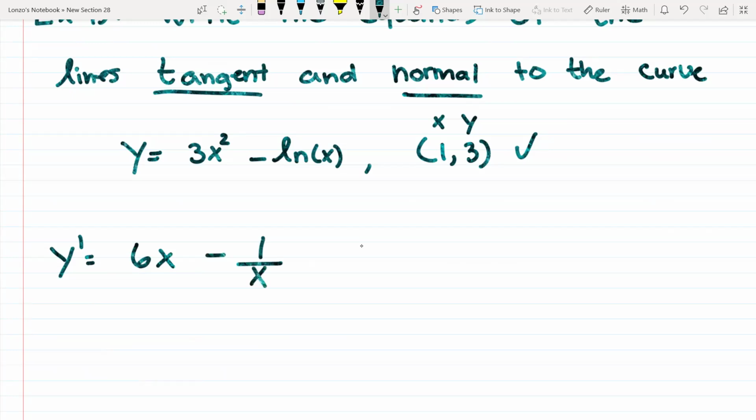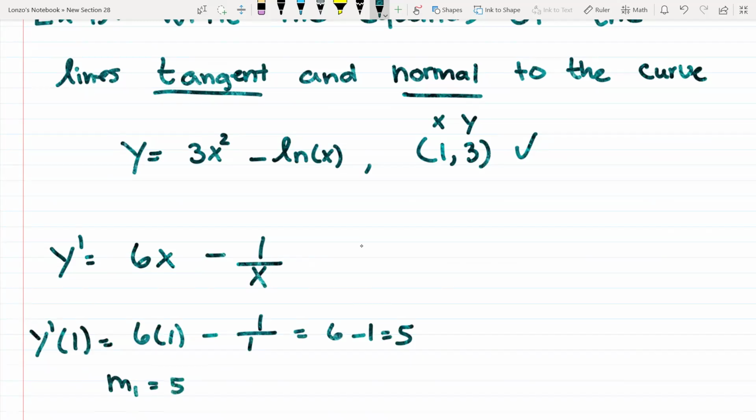Then I plug in my coordinate. I think I can get away with plugging in just my x value because there's no y. So it's 6 times 1 minus 1 over 1. That's 6 minus 1, which is 5. So my m1, the slope tangent to the curve, is 5.